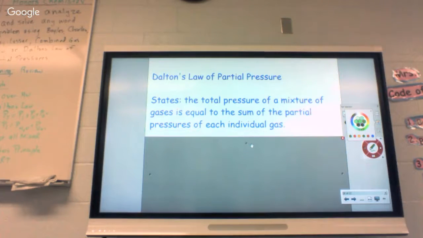So, Dalton's Law of partial pressure says that the total pressure of a mixture of gas is equal to the sum of the partial pressures of each individual gas. It's equal to the sum of the partial pressures of each individual gas.